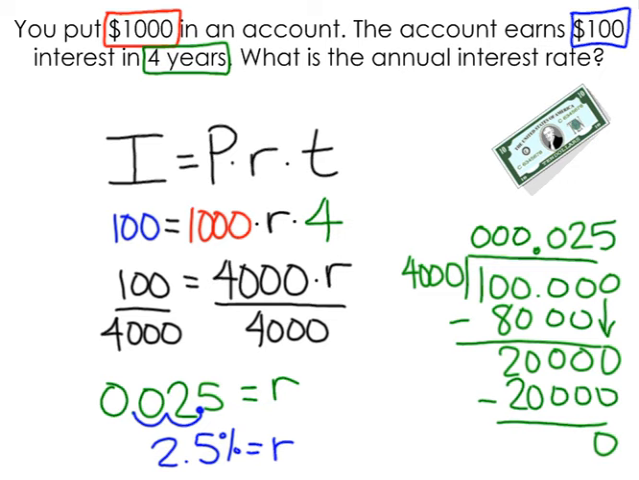Just to give you a little bit of perspective, bank accounts are probably going to be earning less than about 4%. So if you end up with something a lot bigger than that, you probably made a mistake. For example, if I had come up with 25%, that would not have been reasonable for a bank account.